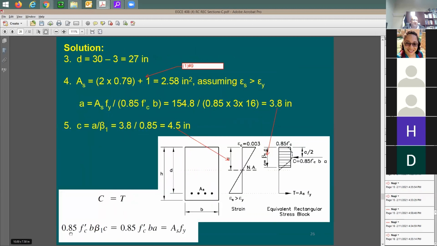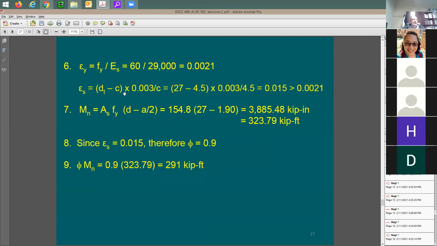And then now I can solve, I guess, for a. Once I say here C is going to be equal to T, here's the a equation. a is Fy divided by 0.85 F prime C times b, right? Which is the equation that I've just used for this analysis. Now, the strain in the steel at yield, 60 divided by this, is 0.002, right? Now, the strain in the steel is going to be based on the two similar triangles equation that I used in the past before. Look at the amount of strain in the steel, 0.015, very high.